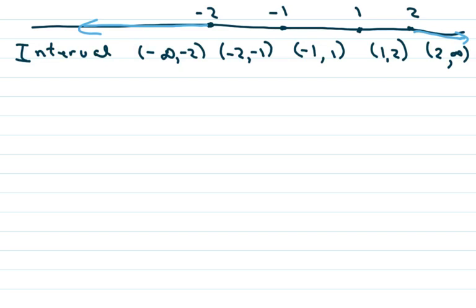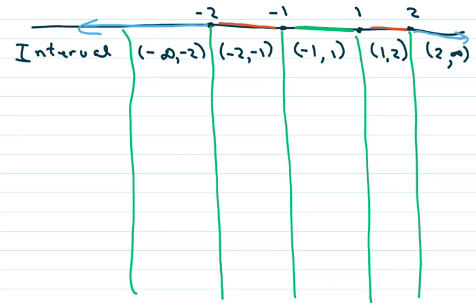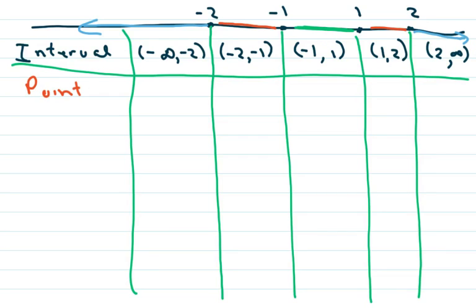And then I want to know what's going on from negative 2 to my first x-intercept and to my other intercept. And I also want to know what's going on between the intercepts. Okay? So let me just draw a line here. And I'm going to pick points in these intervals here. So I'm going to choose points. I get as close to negative 2 as possible.